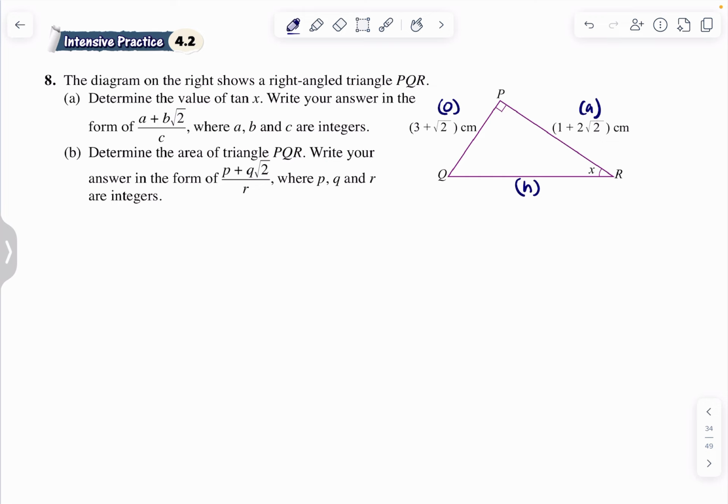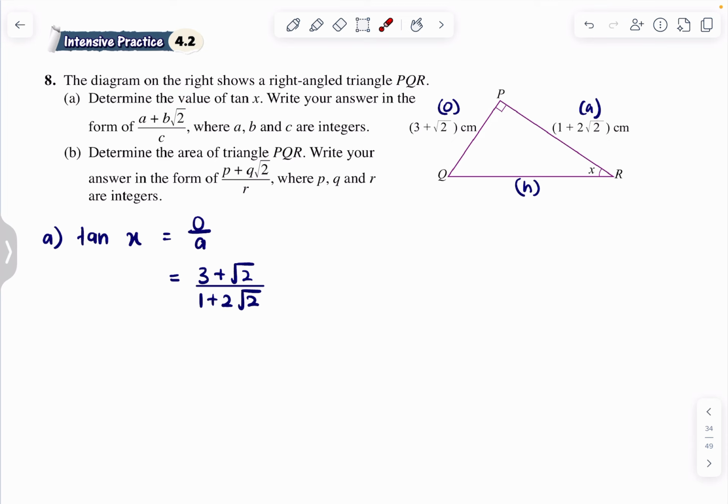Right. So if you want to find tangent x, tangent x will be opposite over adjacent. So opposite is this, 3 plus √2, and our adjacent is 1 plus 2√2. Okay, but they want us to give it in this form. Basically, they want us to rationalize it.